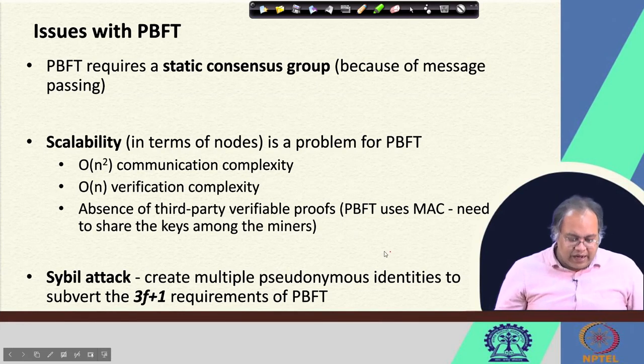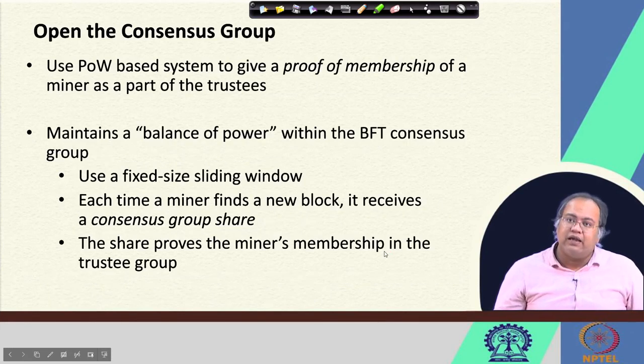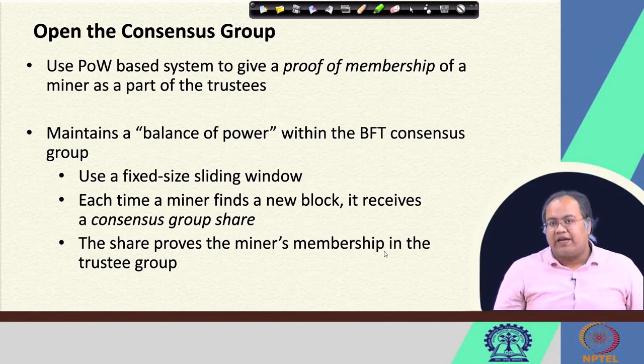Then, if I try to open the consensus group, that is the core idea in this protocol: you use PBFT, but you use PBFT within an open consensus group. You might be surprised how I can open up the consensus group, because by default PBFT needs message passing. The participants in the PBFT network need to transfer messages with each other. So how can I do it in an open network?